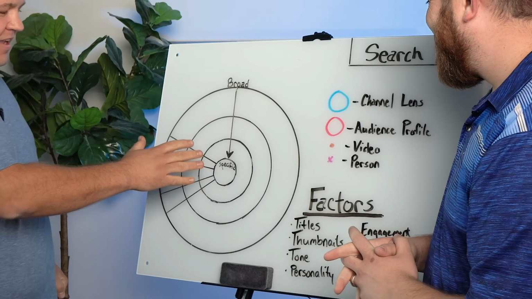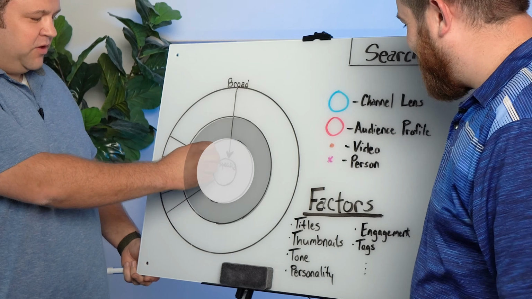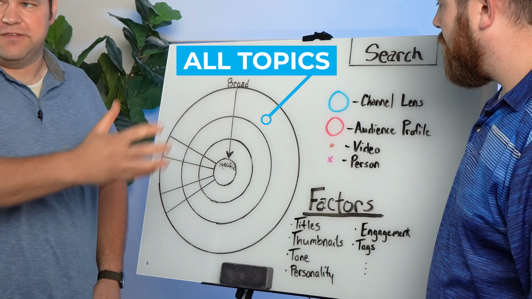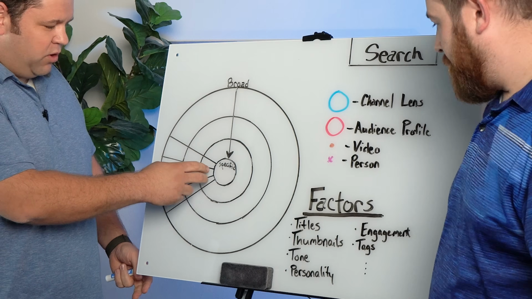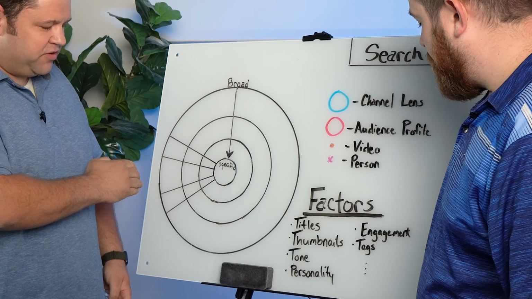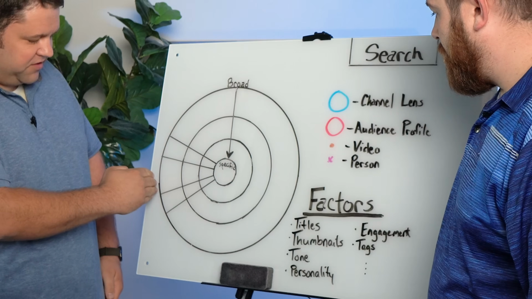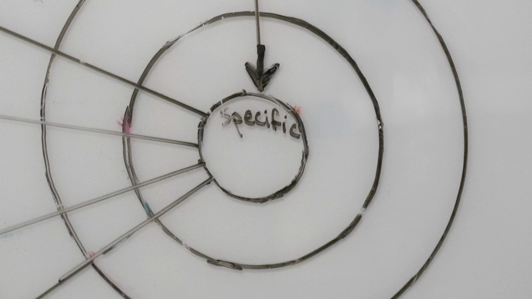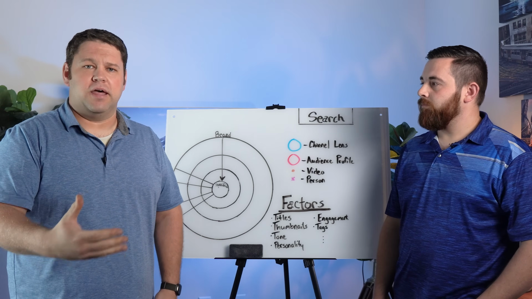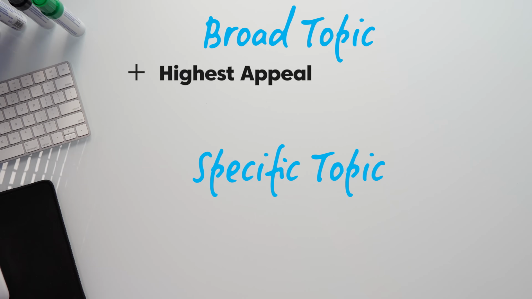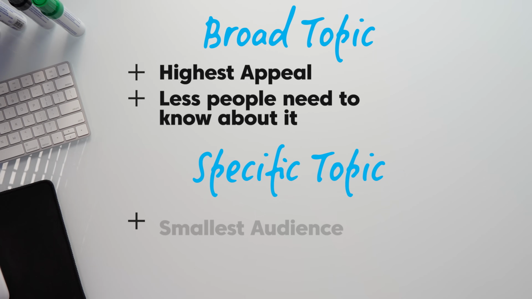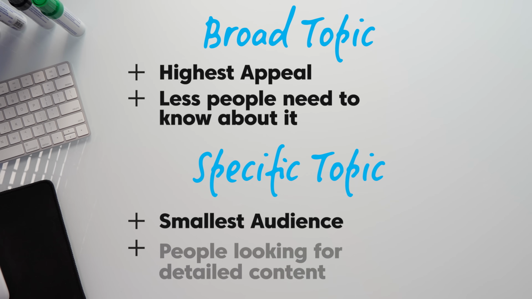First of all, it looks like a target. We've got 3 concentric circles, and what this represents is all of the topics on YouTube. We have 3 rings mostly because we wanted to show that there's a separation from the outside to the inside. You see here where we said broad and specific? This is about the topic of the video. The broader the topic is, the broader the appeal, and the less people have to know about the topic for your video to appeal to them or even be relevant.